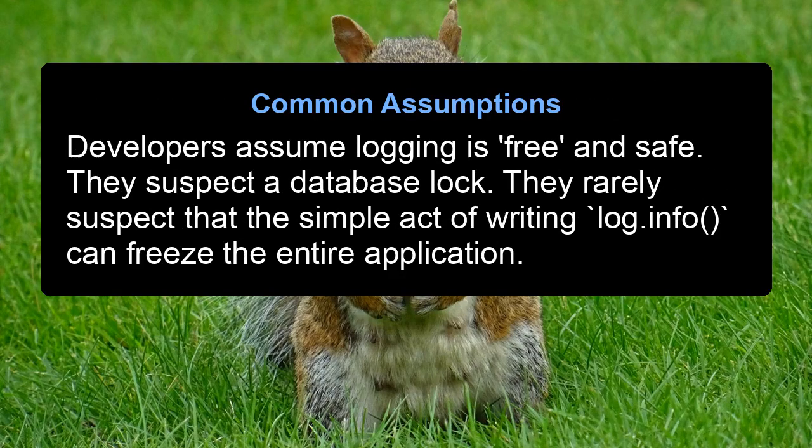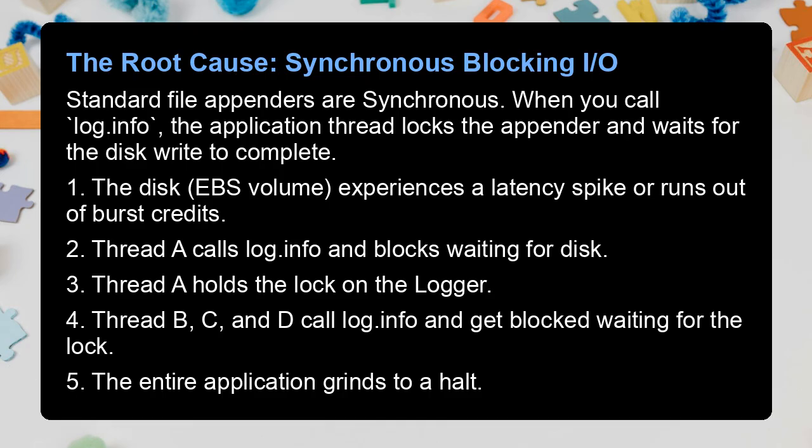Common assumptions. Developers assume logging is free and safe. They suspect a database lock. They rarely suspect that the simple act of writing log.info() can freeze the entire application. The root cause: synchronous blocking I/O. Standard file appenders are synchronous. When you call log.info, the application thread locks the appender and waits for the disk write to complete.